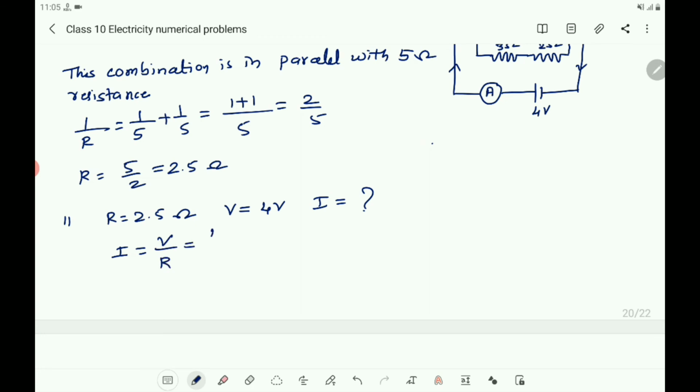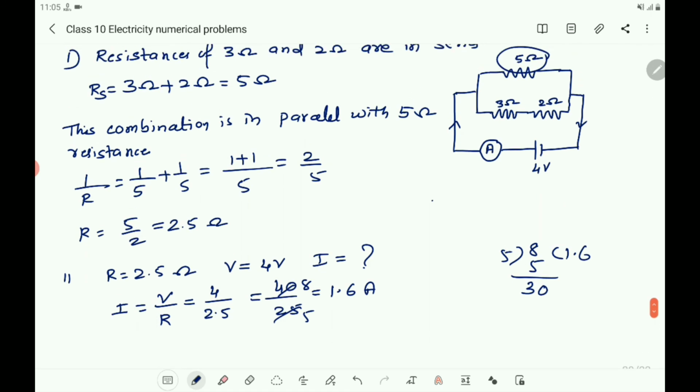Then V is 4 divided by 2.5, that equals, you can write 40 by 25, 5 5s are 25, and 8 divided by 5, 5 1s are 5, 3 is remaining, 0.6, you will get 1.6 amps. So what is the current shown by the ammeter? The current shown by the ammeter is 1.6 amperes.